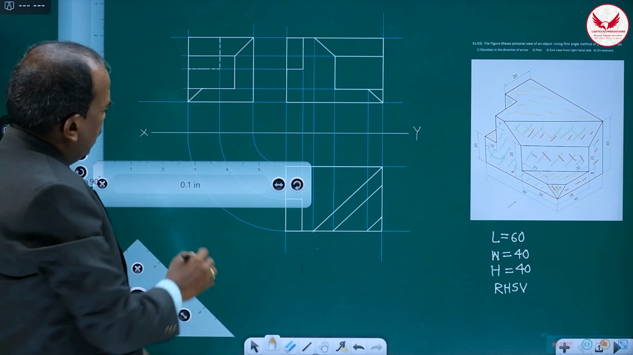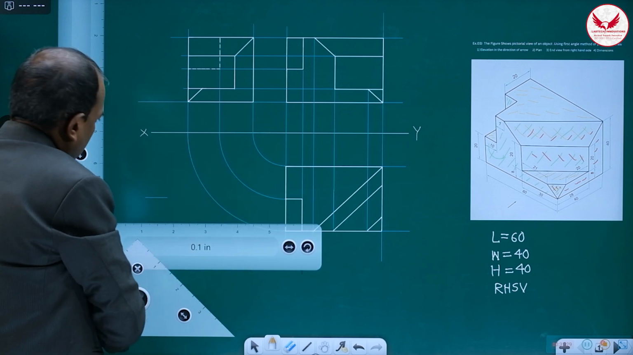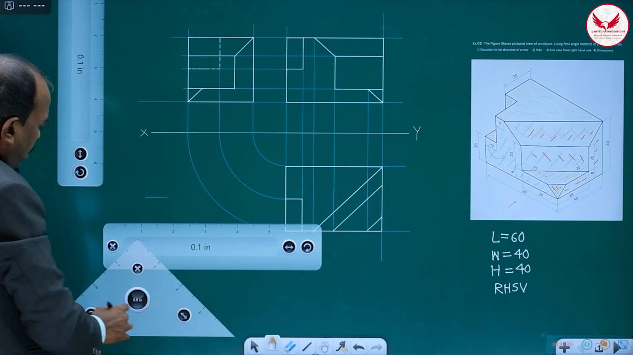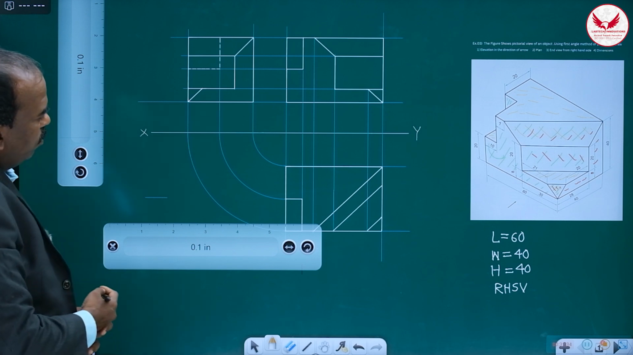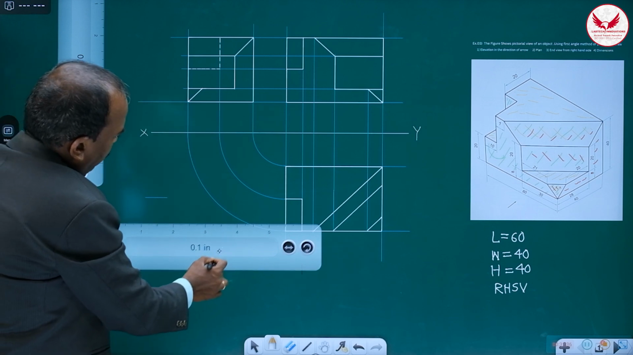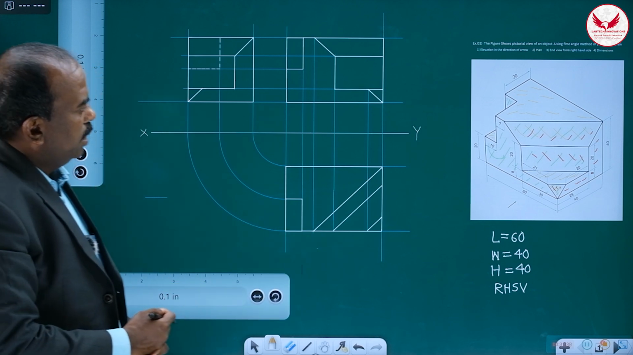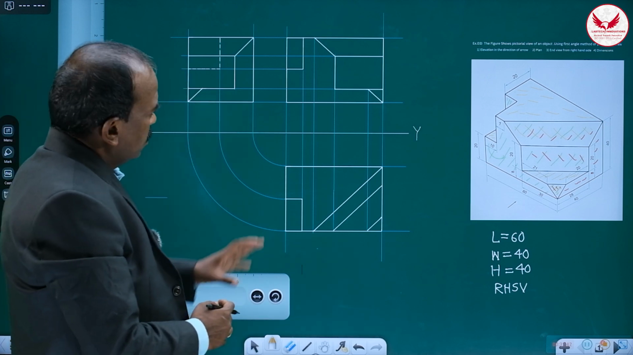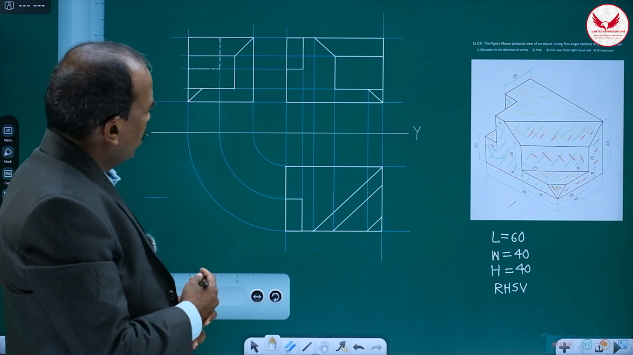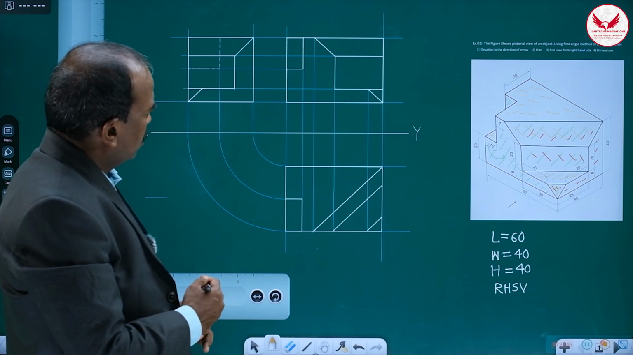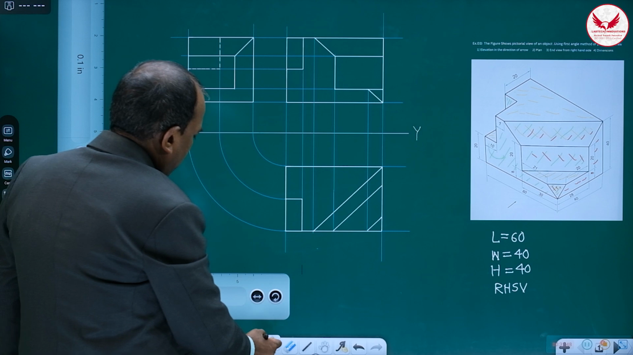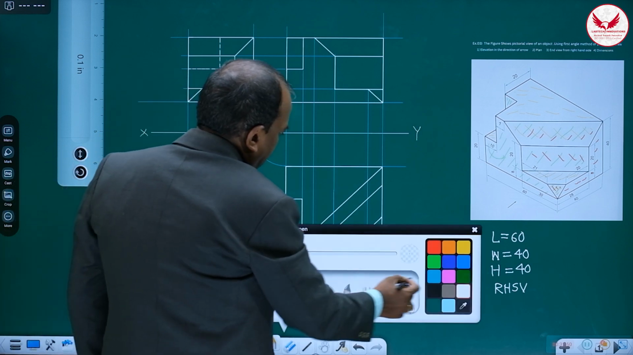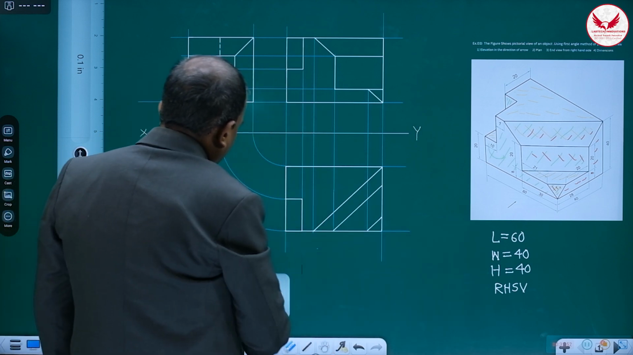So these are the three views of this object. Now what is remaining? The remaining portion of this is the dimensioning. Then how can we dimension it? Looking at the object, we should not miss anything. That is very important. And for the dimensions, use very light lines.